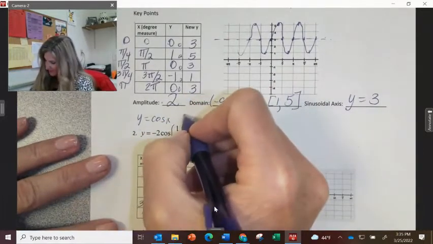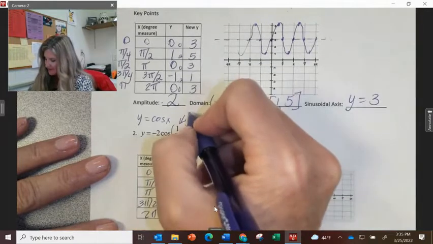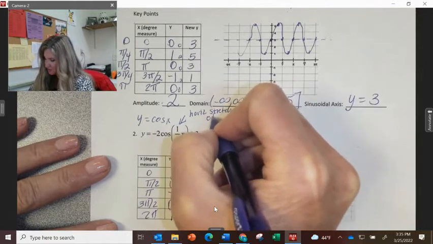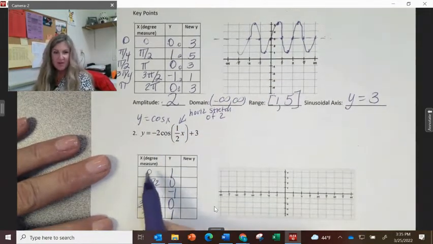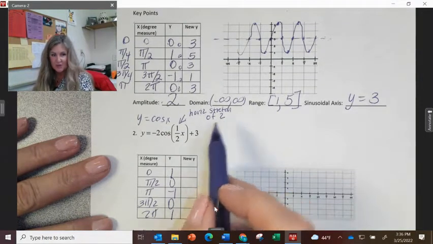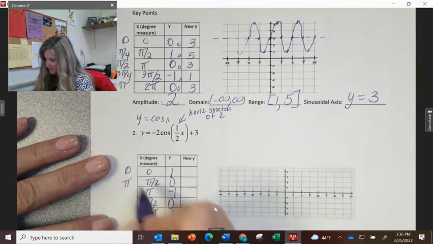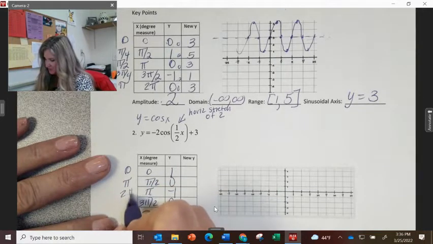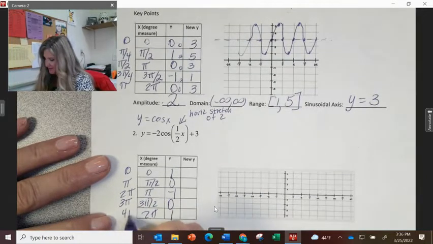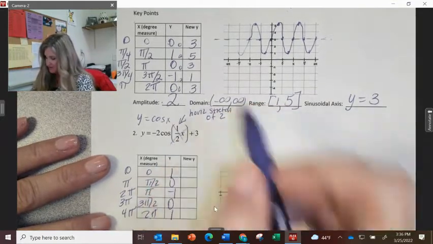All right, so now we're going to look here. If x gets replaced with 1/2 x, that's going to be a horizontal stretch of 2. So that means all of my x's are going to have to get multiplied by 2. So now 0 times 2, pi over 2 times 2, pi times 2, 3 pi over 2 times 2, and 2 pi times 2. Those are going to be my new x's. So I took care of this.